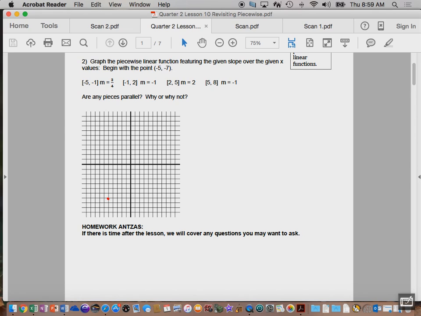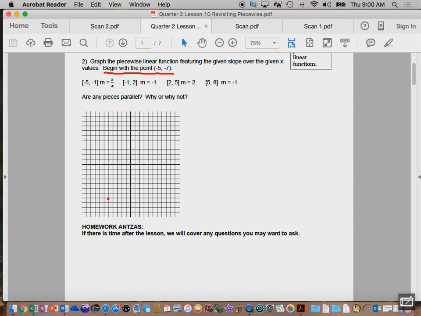Okay. Now, no, it says begin with the point -5, -7. So that's exactly where you begin. Is everybody on -5, -7? It doesn't say anything about parallel pieces. It just says the points. Okay, so go to -5, -7, so that you begin at the same exact point that I'm beginning at.